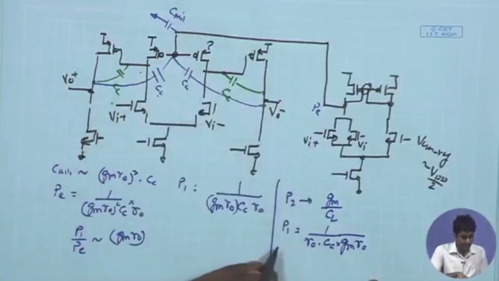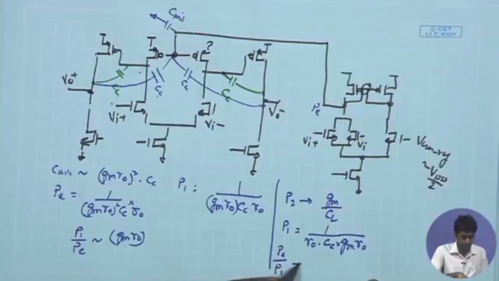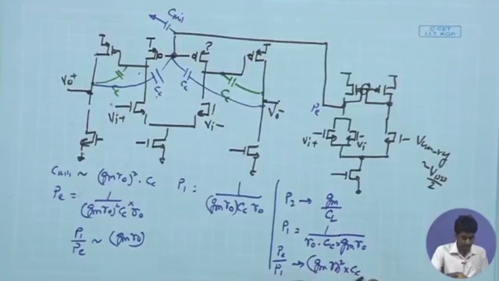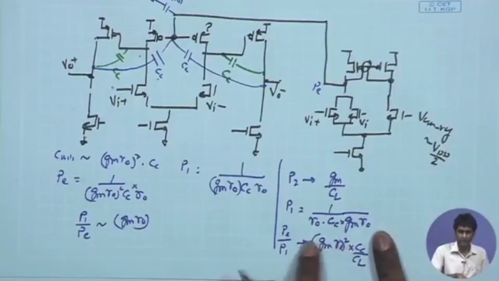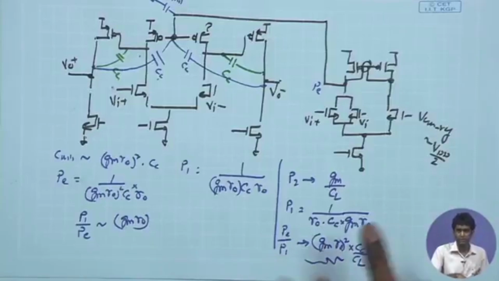And here I can see that the ratio of P2 upon P1 is going to be given by Gm Ro square times Cc upon Cl. If I assume that these two are close together, I can say that the order of magnitude of P2 upon P1 is Gm Ro square, which is sufficient for giving me a 45-degree phase margin.